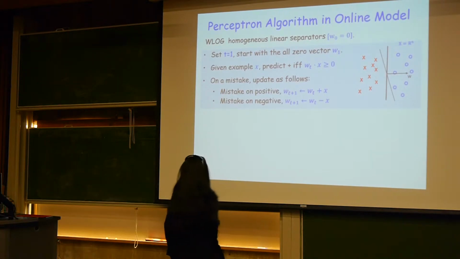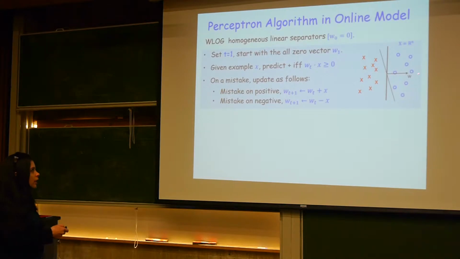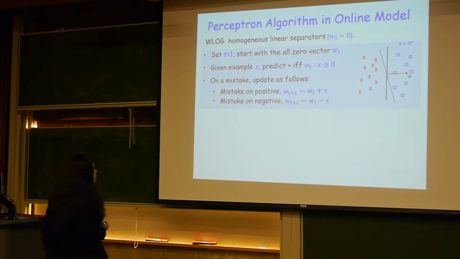Okay, cool. So the algorithm is really simple. You just keep a current weight vector for the current guess for the target. When a new example comes in, we use it to predict. We only update if we make a mistake. So it's a conservative algorithm, and if we do make a mistake, we just simply update by adding the example to the current guess if it was a mistake on a positive example, and by subtracting the example from the current guess if it was a mistake on a negative example. Okay, so very simple algorithm.